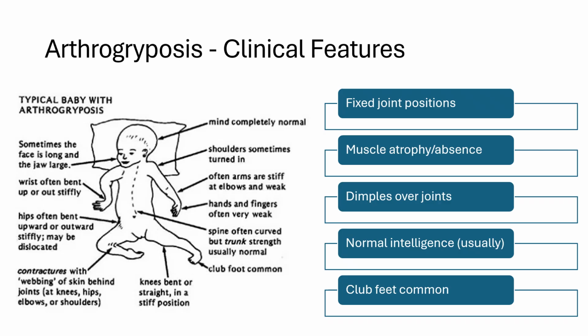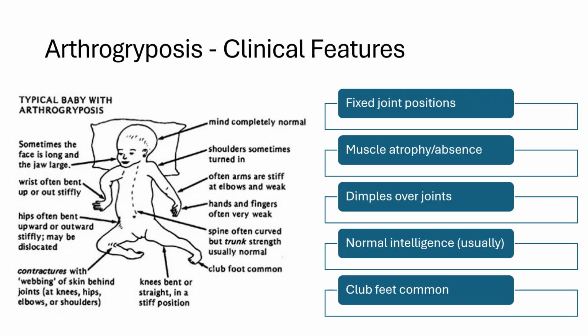Muscle atrophy or complete absence develops because muscles require nerve stimulation and movement to grow and develop normally. Think of this as the use it or lose it principle applied to fetal development. When the underlying condition prevents normal muscle function, the muscles either fail to develop properly or actually disappear entirely, creating the characteristic appearance of thin limbs with prominent bone outlines.